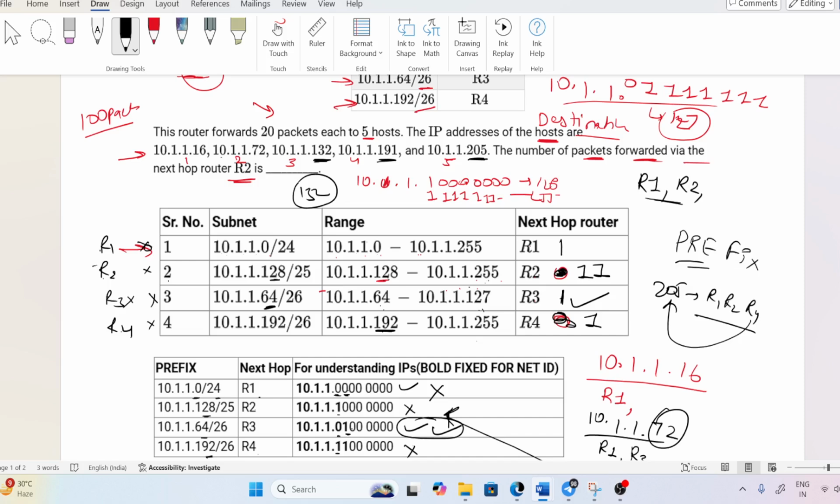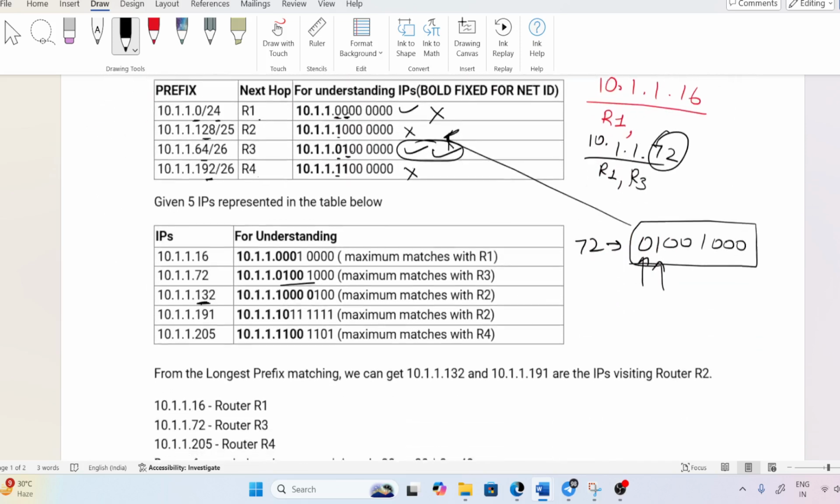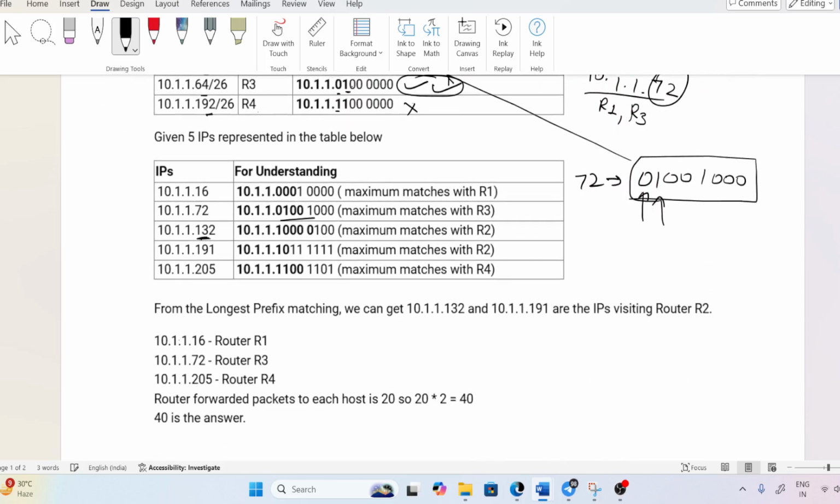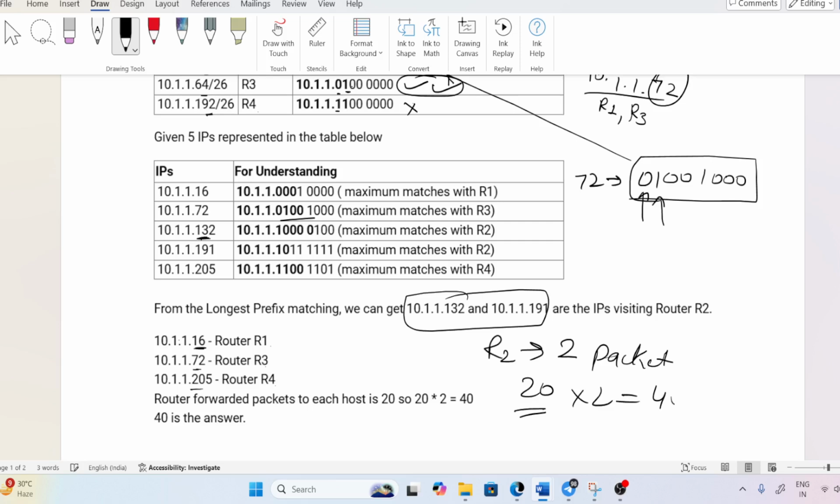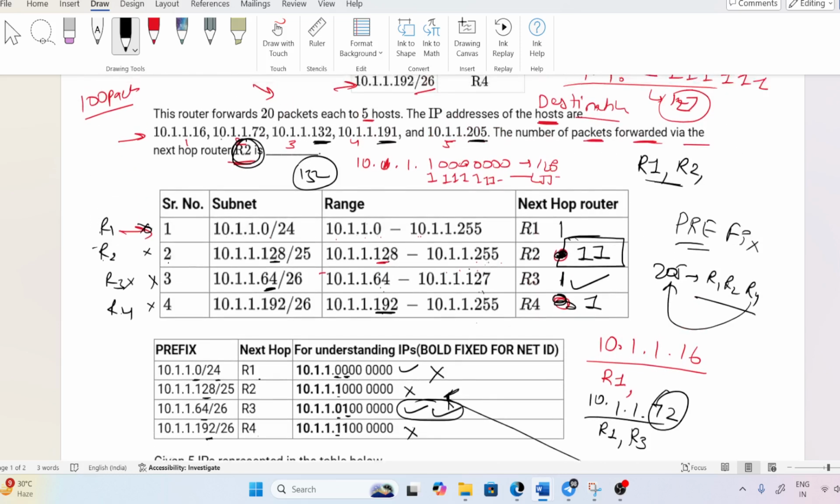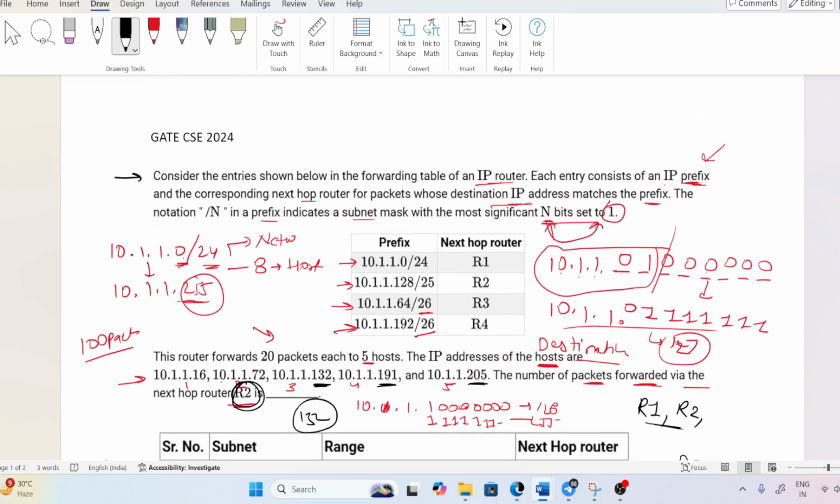So we have a total of 5 packets. Now it is asking how many packets will go to R2. In round 1, only 2 packets go to R2. So we have seen that this packet goes to R1, this goes to R3, this goes to R4, and for R2 we have these 2 packets. So in range 1 we have 2 packets which go to router R2. Like this we have the 20 series, so 20 into 2 becomes 40. So the answer is 40. Like this you can solve the question. I hope you can understand how to solve this kind of question.